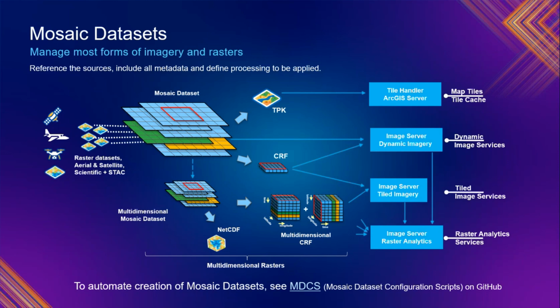Tile cache is similar to if you go to the world imagery in ArcGIS Online. It's basically a single large image. You pan and zoom around, and it's immediately there. Yeah, that's tile cache. The other one is dynamic image services.